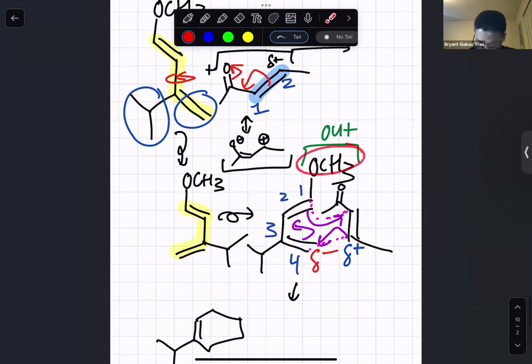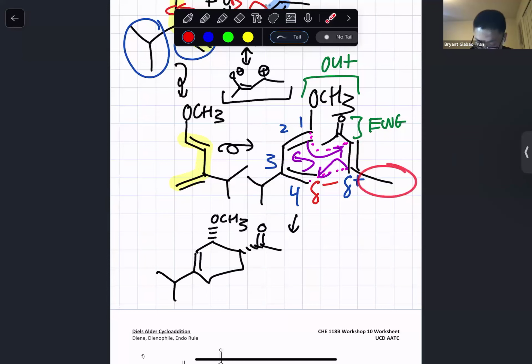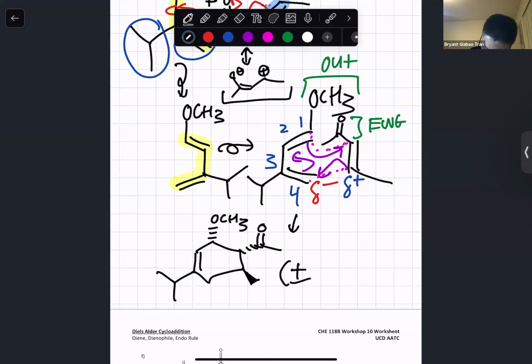This is the out group here. This is the EWG here. So we want those groups to be cis to each other, because out group cis to EWG. So let's make that a dash. That makes this group dash as well because we said that they are cis. Since that is dash, this methyl group is forced to become a wedge because that is trans to the EWG, plus enantiomer. Final answer.